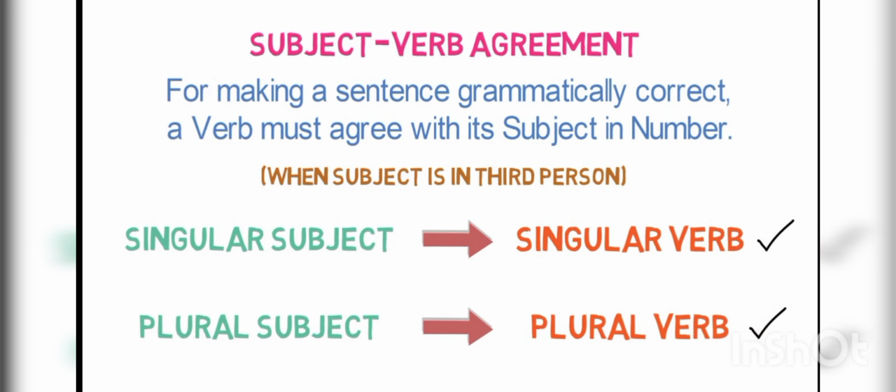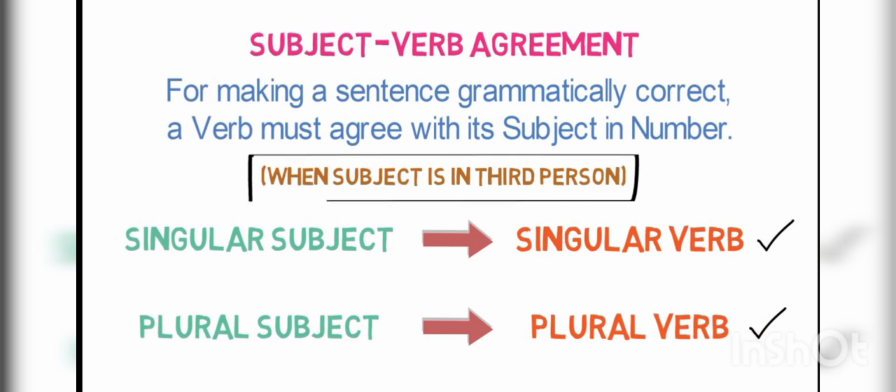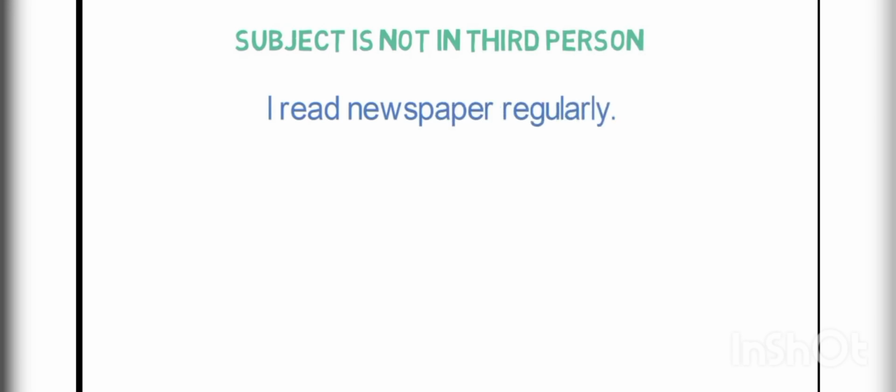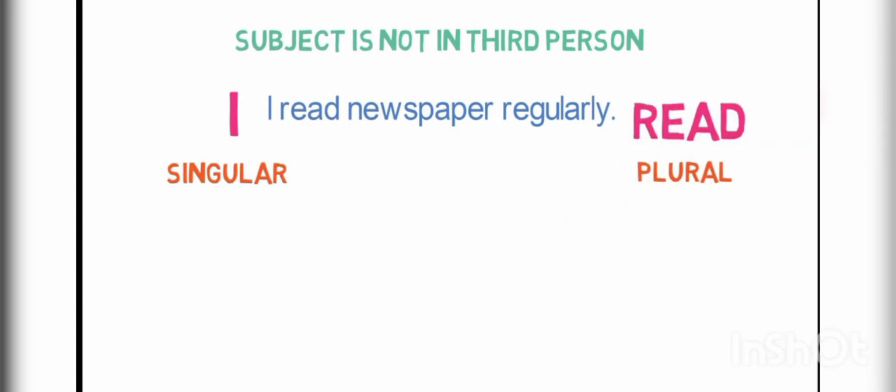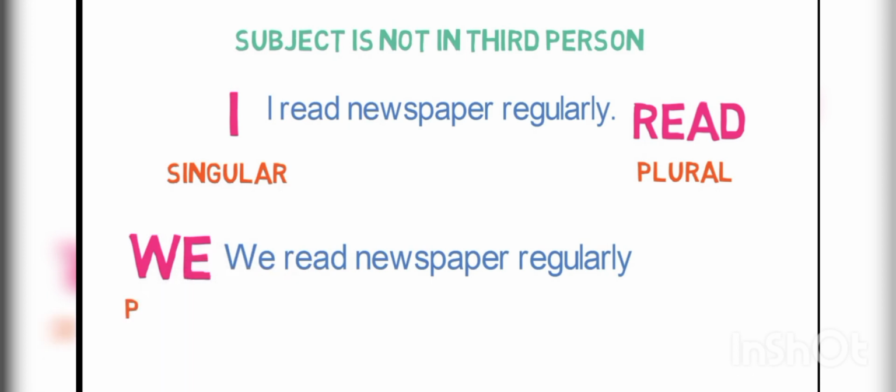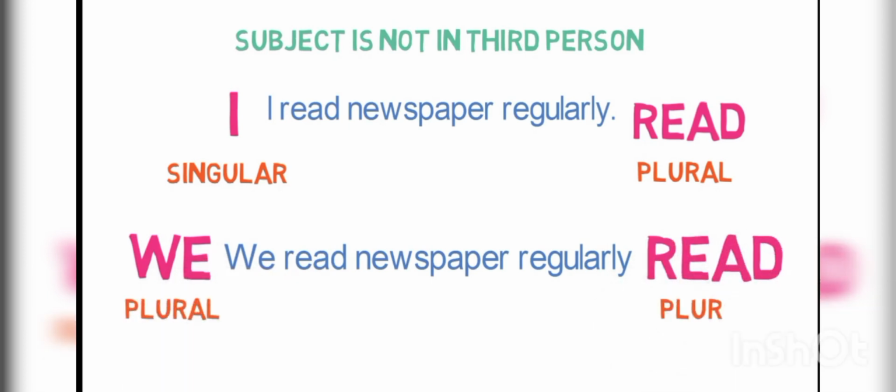Please note, we have seen examples only where the third person is used. Now, let's look into examples where subject is not in third person. I read newspaper regularly. Here, I is singular, but verb read is in plural form. Let's look into one more example. We read newspaper regularly. Here, we is in plural form and verb read is also in plural form. So, in case of first and second person, there is no rule of singular subject, singular verb and plural subject must have plural verb. Please remember this concept also.